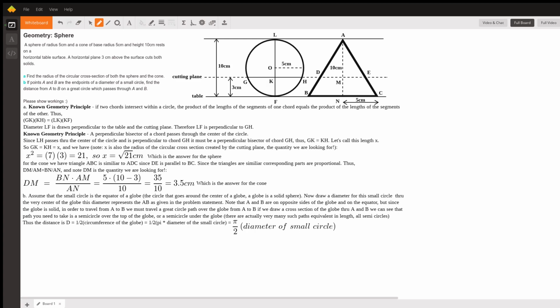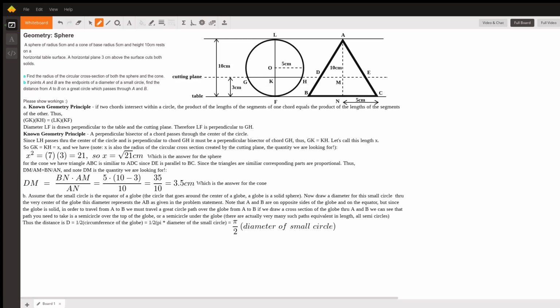Let's call this length X. So GK equals KH equals X. And note that X is the radius of the circular cross-section created by the cutting plane. This is the quantity we are trying to solve for in the sphere. So we have that X times X, or X squared, equals 7 times 3, which is LK times KF, which is 21. So X equals the square root of 21 centimeters, which is as simplified as we could get, since 21 is the product of two prime numbers.